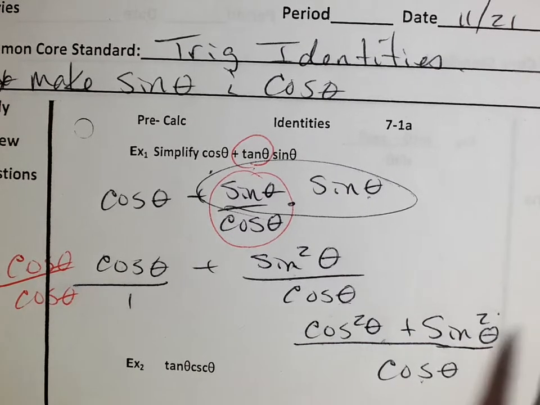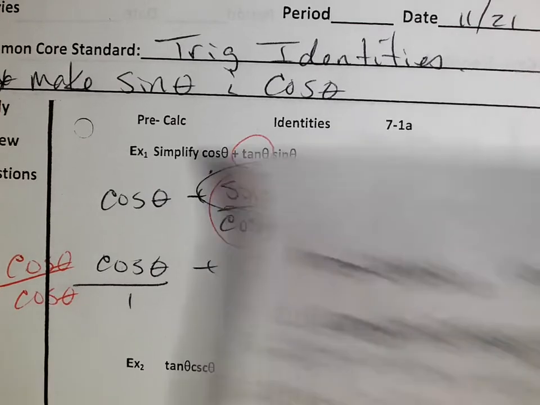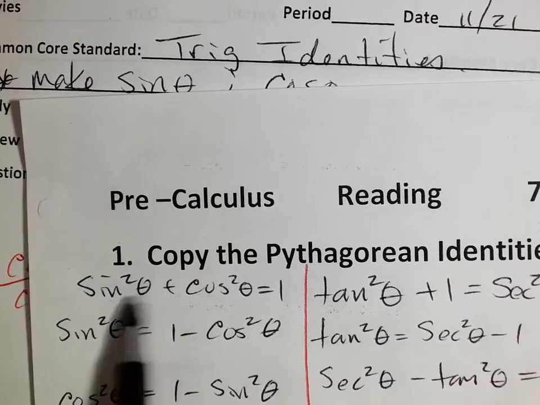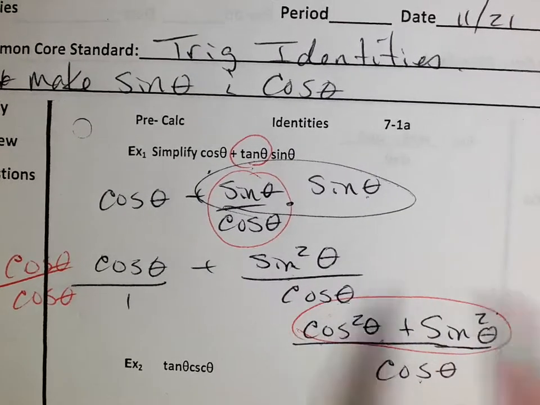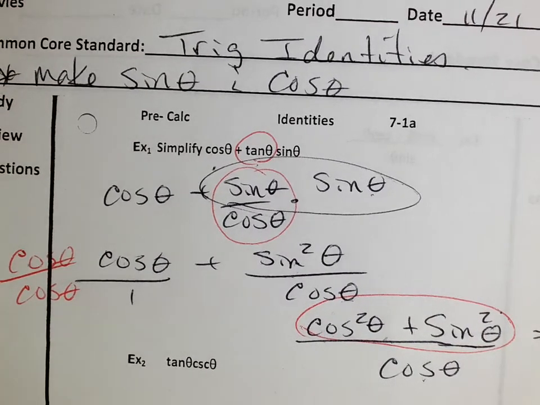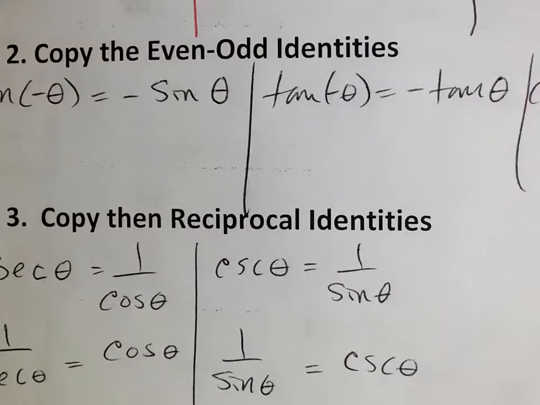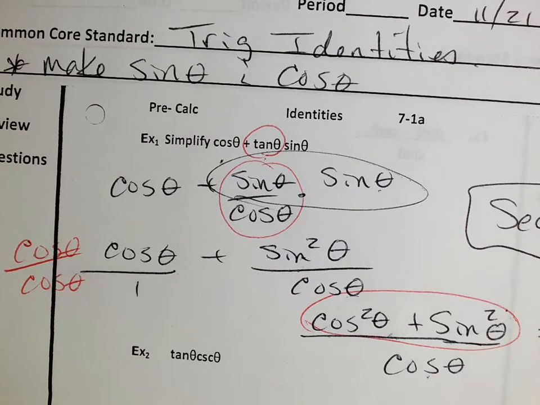Now, if I've got squares, remember I told you where we're going to look. If I've got square terms, I'm going to look at my Pythagorean identity. So I've got cosine squared plus sine squared. Cosine squared plus sine squared is what? 1. So the numerator just becomes 1 over cosine theta. Now, that's an identity too, right? What's 1 over cosine? Look at my little notes. Yeah, 1 over cosine is secant, and that has got to be the simplest form. How's that? Okay, not too bad.